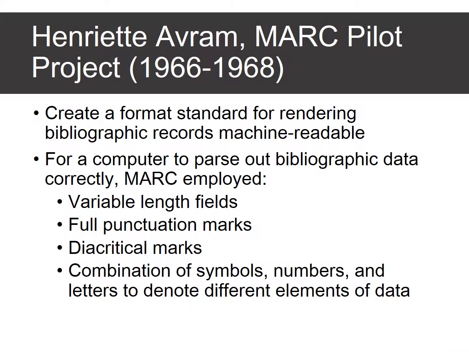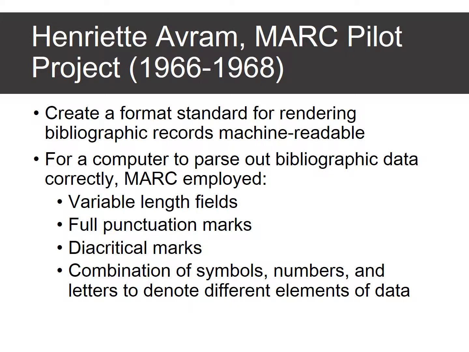In trying to keep up with the volume of new books added to its collection, the Library of Congress looked for ways to automate the distribution of its catalog records. In the 1960s, systems analyst Henriette Avram was engaged by the Library of Congress to lead the pilot project that would seek to make bibliographic records machine-readable. This came to be known as Machine-Readable Cataloging, or MARC.